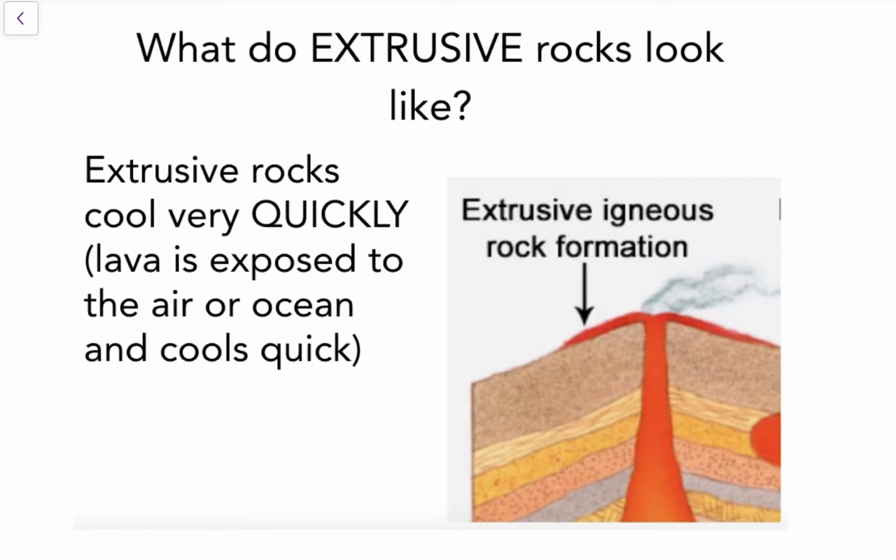What do extrusive igneous rocks look like? Because these rocks form when very, very hot lava exits the Earth and is outside on the surface of the Earth, there's a big temperature gap between the very hot molten lava and the Earth's cool air or cool ocean water. And because there's that huge temperature difference, the extrusive igneous rocks cool very quickly because the lava is exposed to the air or ocean and cools very quick.